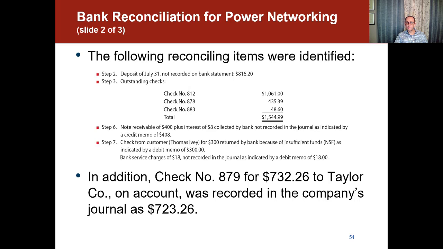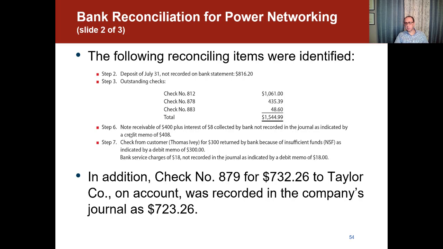So the following reconciliation items were identified, and this is additional information that was given to us. A deposit of July 31st not recorded on the bank statement is $816. We call this a deposit in transit. So $816.20. We have 3 outstanding checks, check numbers 812, 878, and 883, and their total value is $1,544.99.